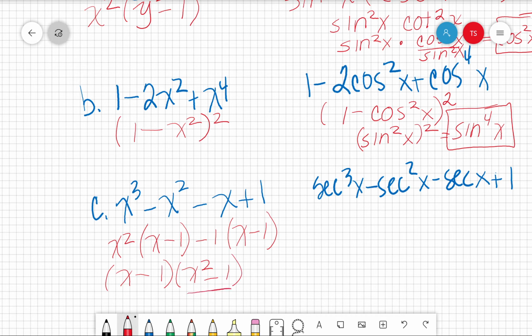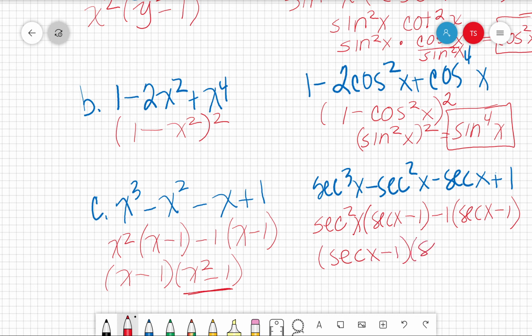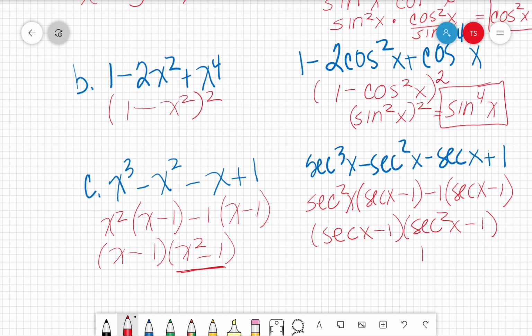Notice for an expression like x squared minus 1, I know that can factor to x plus 1, x minus 1, but we want to keep our squares with trig expressions so that we can use our Pythagorean identities. So I can factor out secant squared x, and I have secant x minus 1, and then minus 1, secant x minus 1. So then I have the expression secant x minus 1 times secant squared x minus 1. Secant squared x minus 1 is equal to tan squared x.